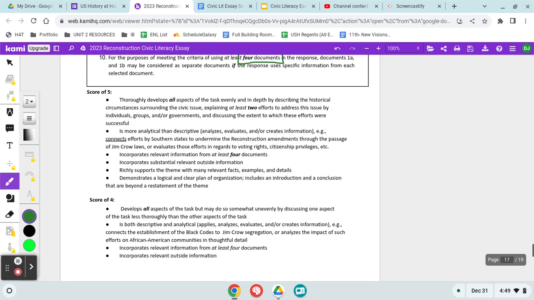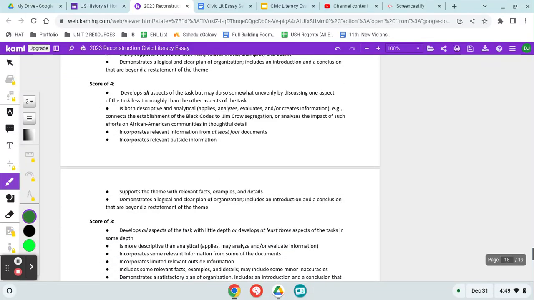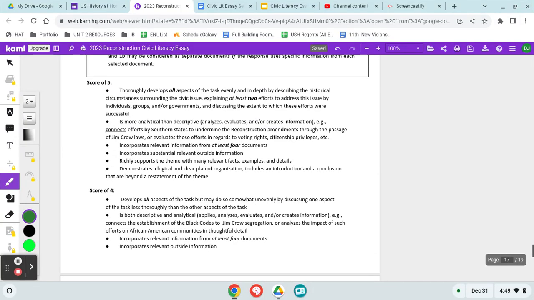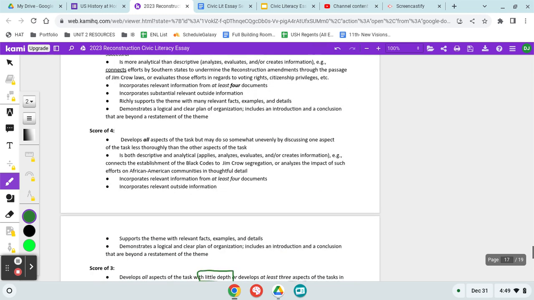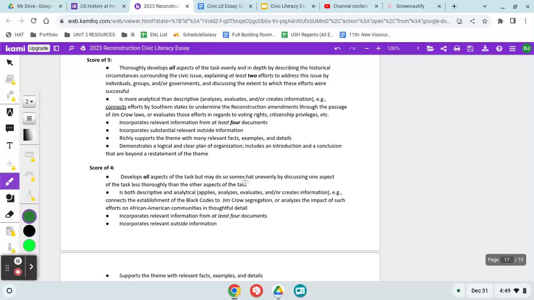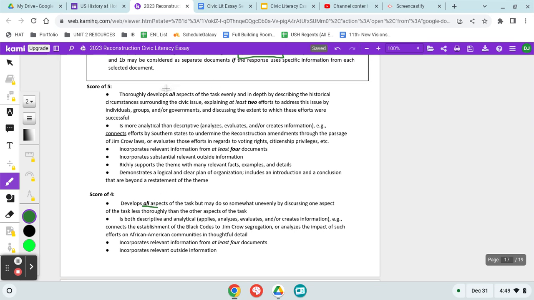So the real key here, the difference between the 3 and 4 and 5, is that first, a 3 talks about little depth or not a lot of detail. A 3, you maybe omitted one of the efforts, or you never got to your evaluation of the impact. You only have 3 of those 4 components. But you're going to see that if you go into a 4, you should have, to get a 4, all of the aspects done. And to get a 5, you want to have all of those aspects done evenly. So time management is a real important issue for the Regents essay. We'll practice for that as well.